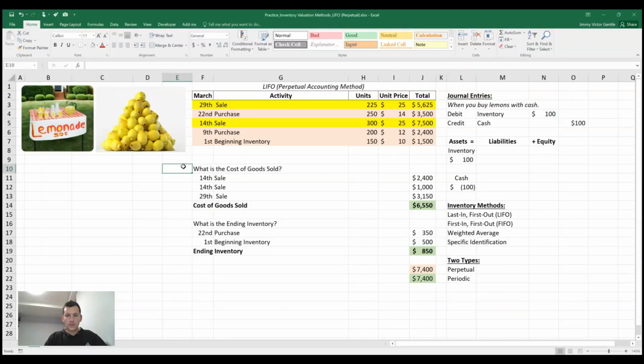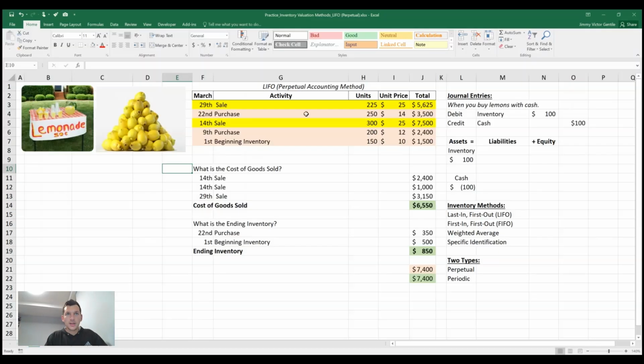In a previous video, we discussed 4 different valuation methods for inventory. And in this video, we're going to go through one of those examples called last in, first out. We're going to go through an example of last in, first out using the perpetual accounting method.